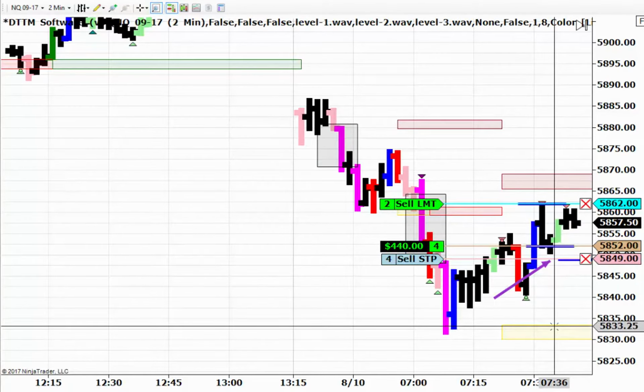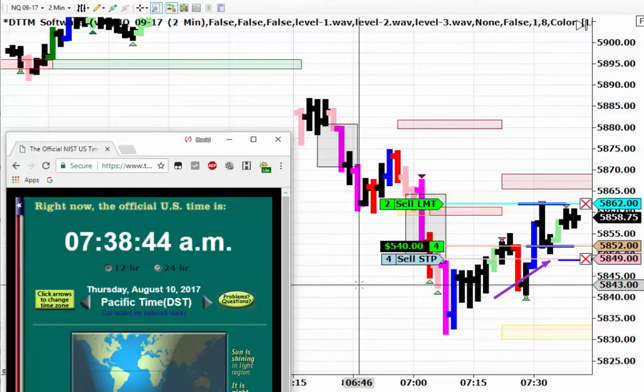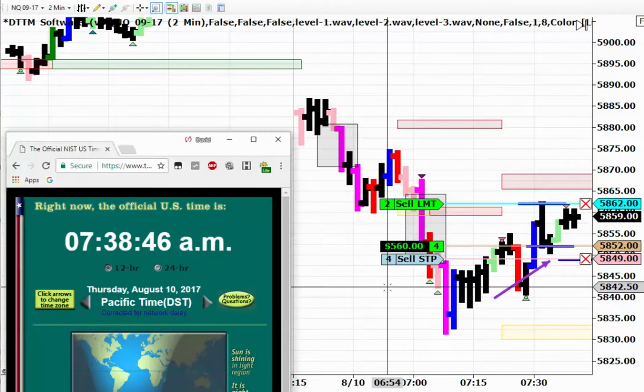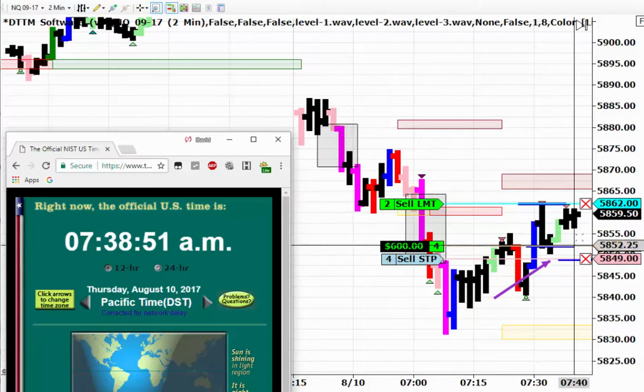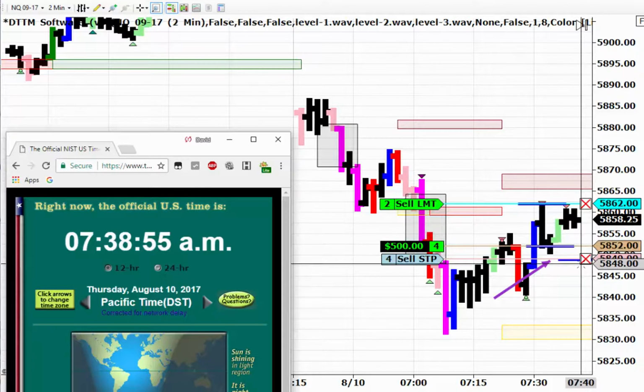Our first exit objective here for 2 of the 4 contracts that we're long is at 58.62. So just wanted to bring you up to date on that. And yeah, we've been in the trade about 11-12 minutes now. So I'll once again pause the recording and pick it up hopefully in a minute or so, when hopefully we'll reach the 58.62, our first objective. So I'll pause it now.